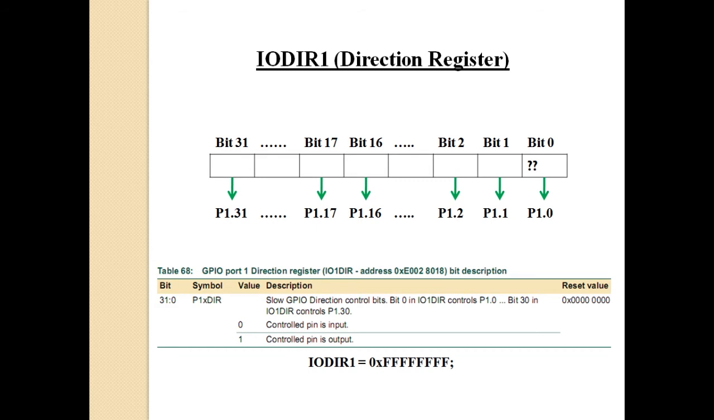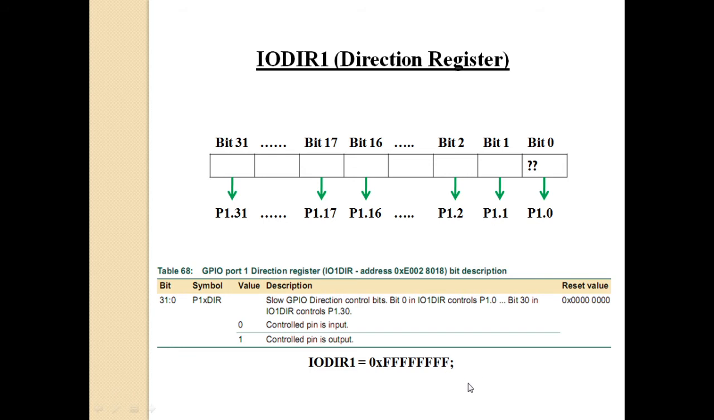So the direction of port 1, you can configure all the port pin directions separately, and all the other pins' bit values can be either 0 or 1, it is don't care. For the time being I am writing all these 32 bits as ones. So what will be the hexadecimal equivalent of 1 1 1 1? It will be F. So similarly, for 32 ones, the hexadecimal equivalent will be 0x FFFF.